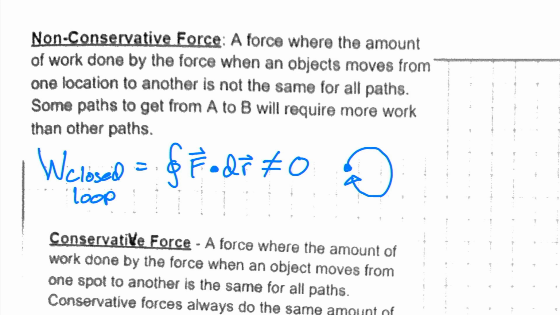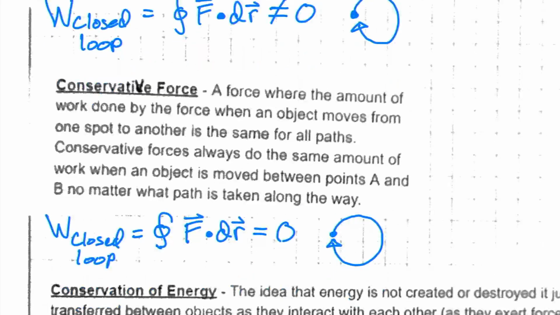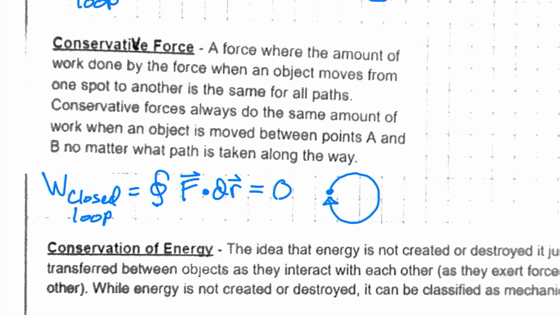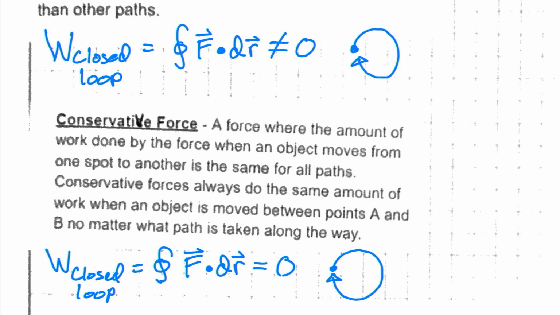Take friction as an example. If I go along here, friction is always opposite my direction of motion, and friction does work the entire way. Friction is always doing negative work. It's always taking energy away. If you think about gravity, if I was going in a vertical circle here, on the way up, gravity pulls down. So on the way up, gravity does negative work. But on the way down, gravity does positive work. So those would cancel each other out. Unlike friction, which is always doing negative work the whole way around.